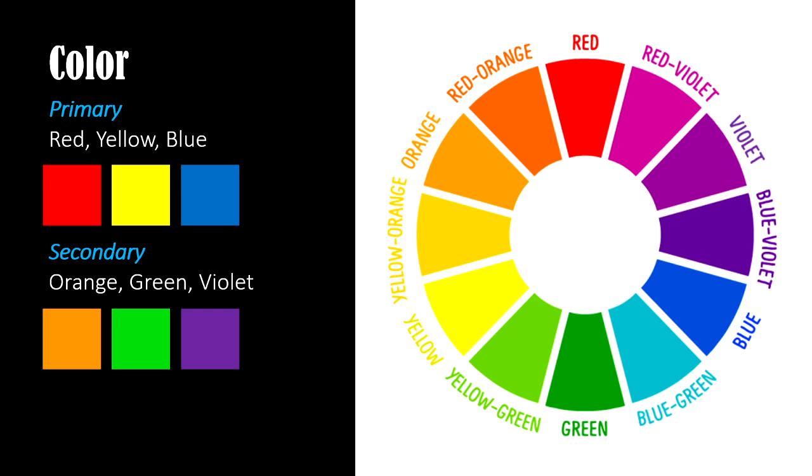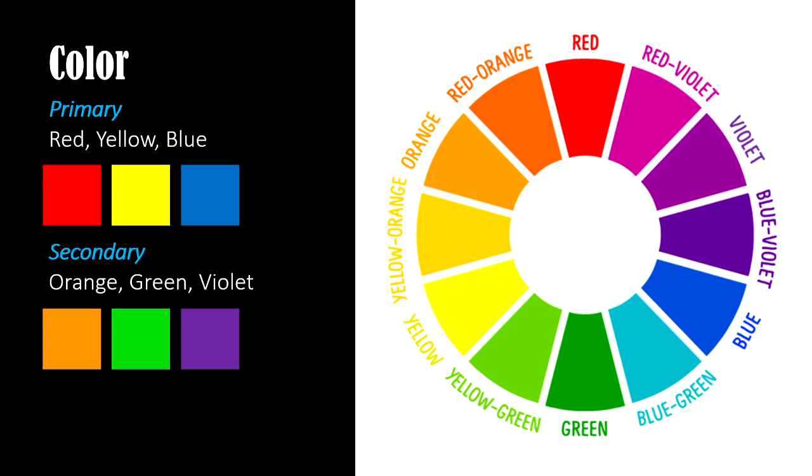They're the colors that are in between the primary and secondary colors. So you get red-violet in between red and violet, and so on and so forth. Their names aren't terribly interesting, but it is what it is.